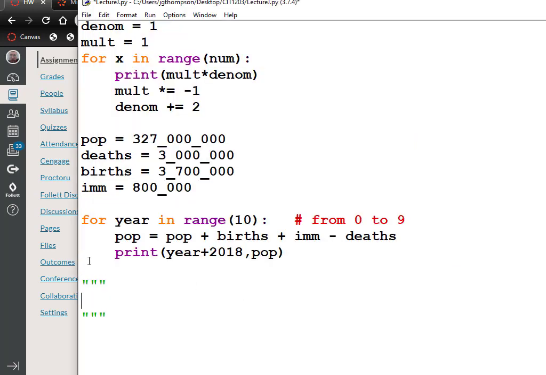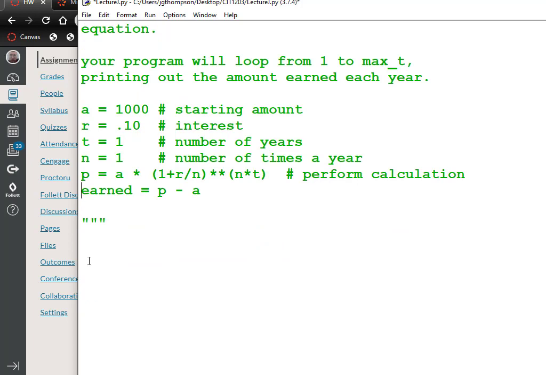Okay, now I had a question in text. Let me go review what the question was. I wanted to give a demonstration of that to solve a prior homework if you were late on that. So let's go and look at it.